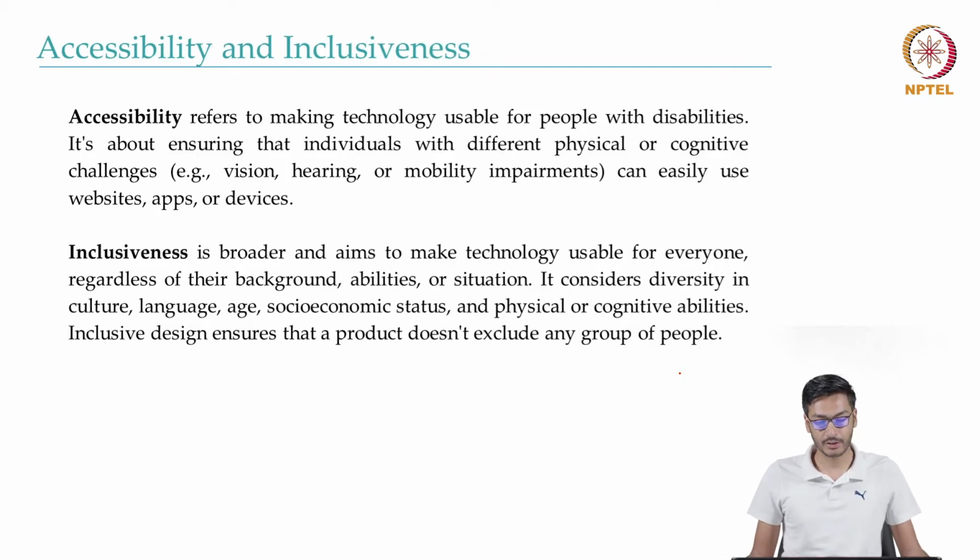Accessibility refers to making technology usable for people with disabilities. It's about ensuring that individuals with different physical or cognitive challenges like vision, hearing, or mobility impairments can easily use websites, apps, or devices. Meanwhile, inclusiveness is broader and aims to make technology usable for everyone, regardless of their background, abilities, or situation. It considers diversity in culture, language, age, socioeconomic status, and physical or cognitive abilities. Inclusive design ensures that a product doesn't exclude any group of people.